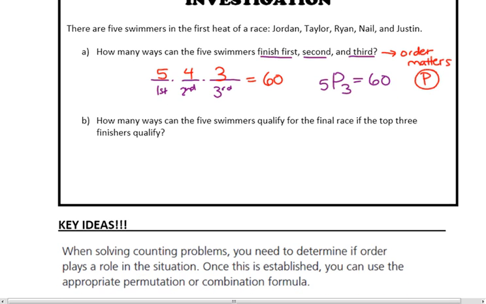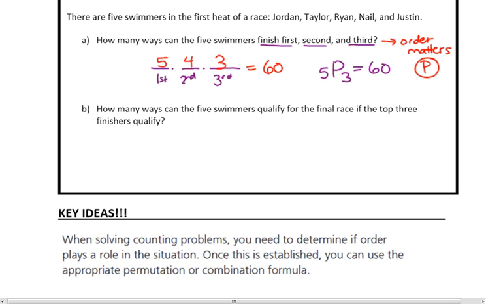Now, how many ways can the 5 swimmers qualify? For the first race, the top 3 finishers qualify. So in this situation, order doesn't matter. As long as I get first, second, or third, I qualify. It doesn't matter as long as I'm in that group. Order doesn't matter, so that would be a combination. We have 5 people, and we want to choose 3 of them. How many ways can we take 5 and choose 3?